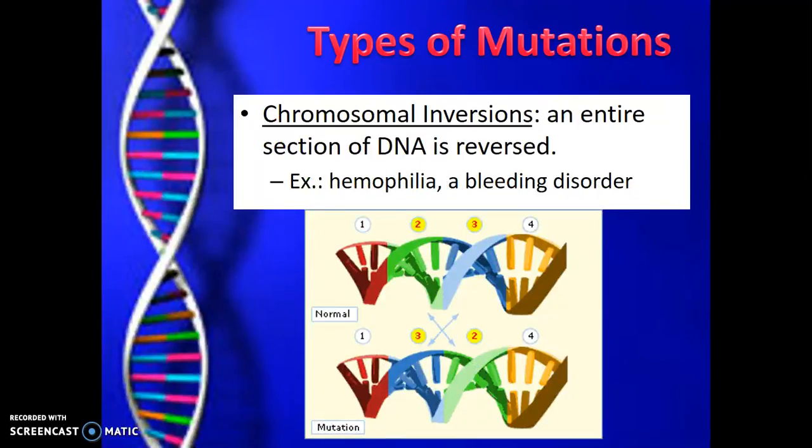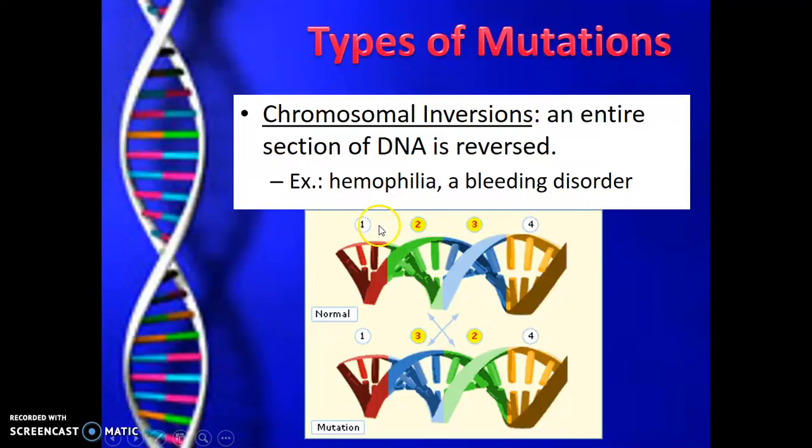Our last type of mutation is called a chromosomal inversion. What happens here is an entire chunk of DNA gets knocked out, and the cell trying to fix the DNA accidentally puts it in reverse. So it gets knocked out, flipped around, and put in backwards. That's what inverted means. It means backwards. So chromosomal inversion means that part of the DNA is in backwards.